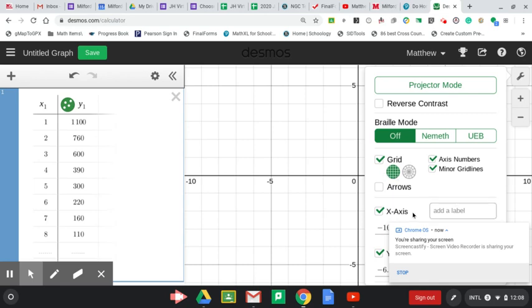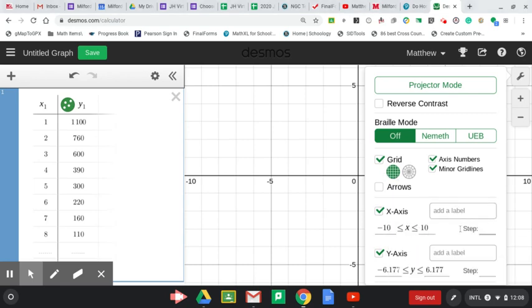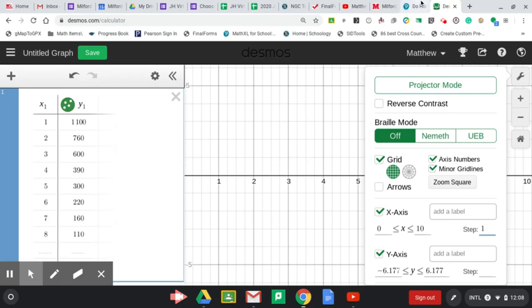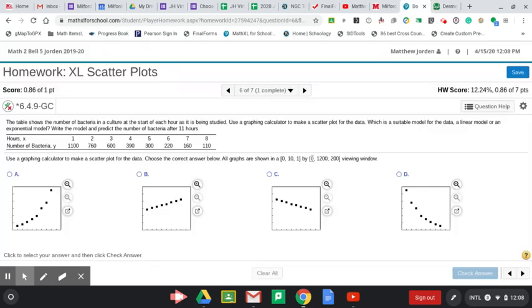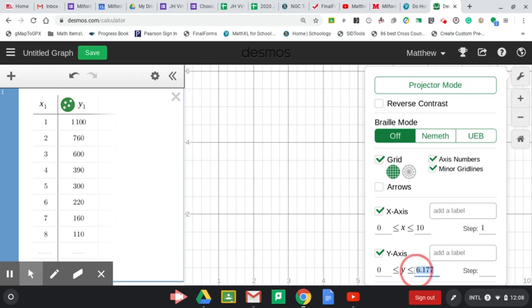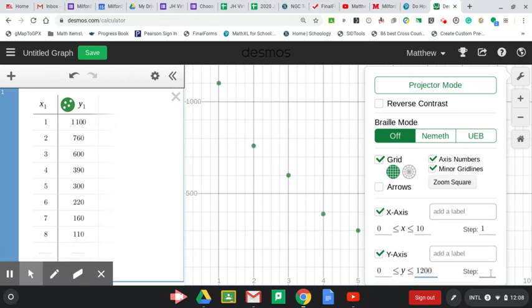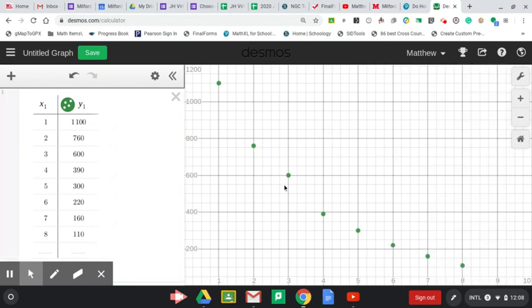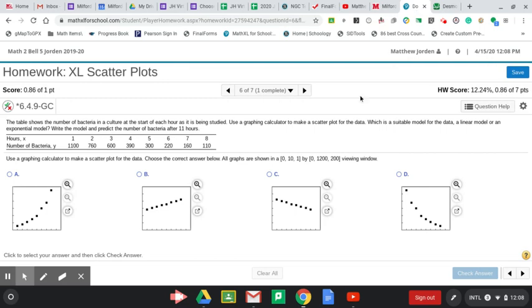So that is my x-axis, okay? My x-axis goes from 0 to 10, and its step is 1. Okay, so modified that one. And then for my y's, 0 to 1200 by 200s. So let's change that one here to 0 to 1200 and step 200s. Okay, so there's all my points, and I can see those there. And we can see that it most closely resembles letter D here for me. All right, so check that one.